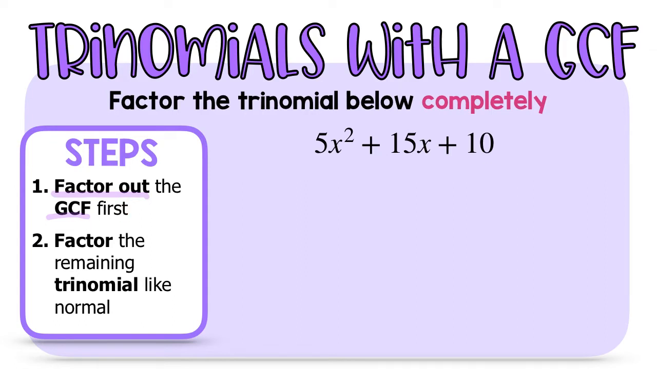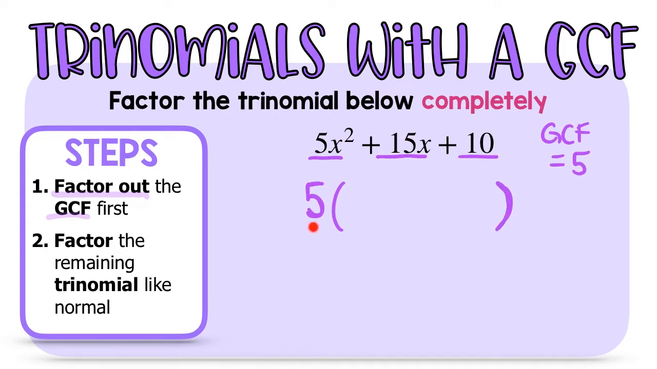And in this case, the greatest common factor, if you look at all 3 of these terms, well, 5 goes into all 3 of those numbers. So the GCF here is 5. And that means we're going to factor that out of the trinomial. We're going to take it out. So that's going to go on the outside. This is just like when we learned how to factor out a GCF a couple weeks ago. It's the same exact process.